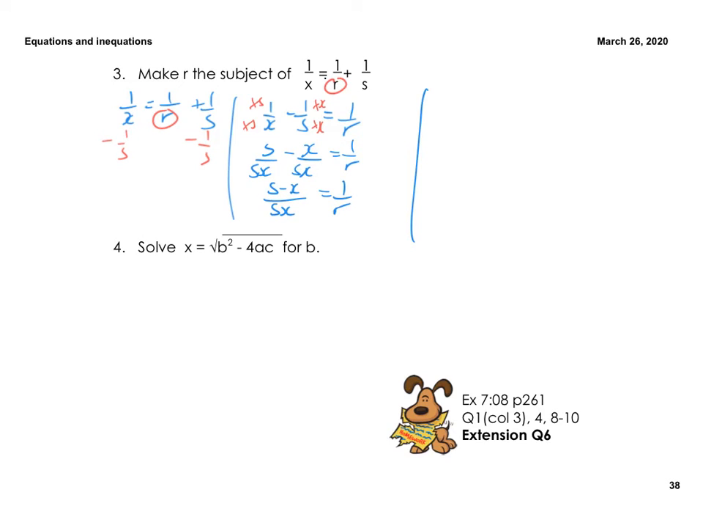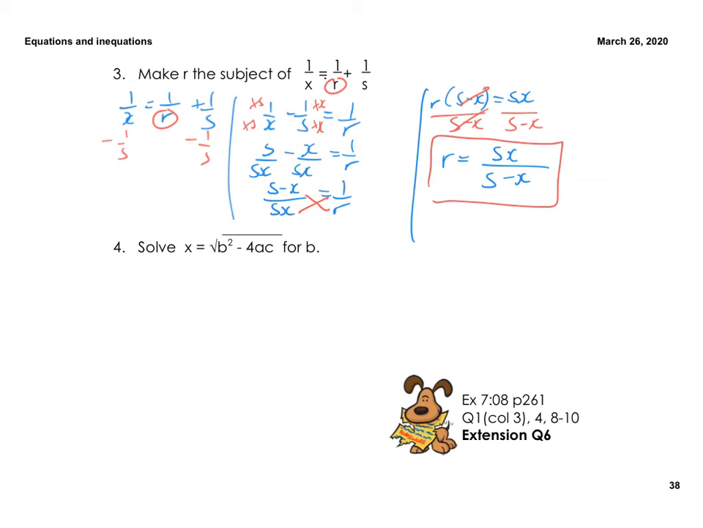Next step, I would probably cross multiply, so like this. So r times s minus x equals sx. And then last step, divide by s minus x. r is sx over s minus x. That's a tricky one. Really tough. So quite a lot going on. Fraction across, common denominator, cross multiply, and then divide.